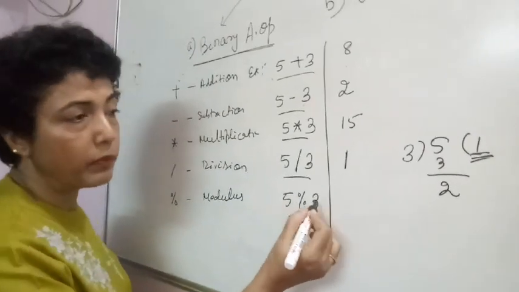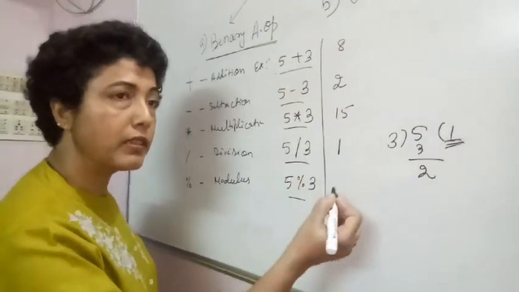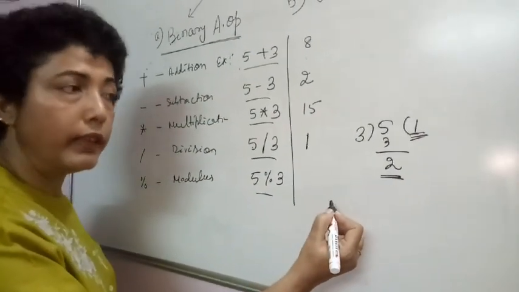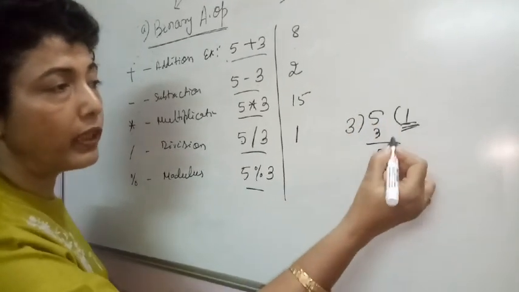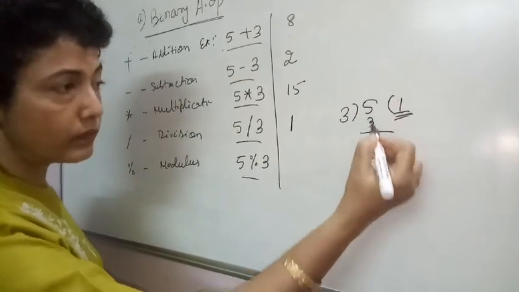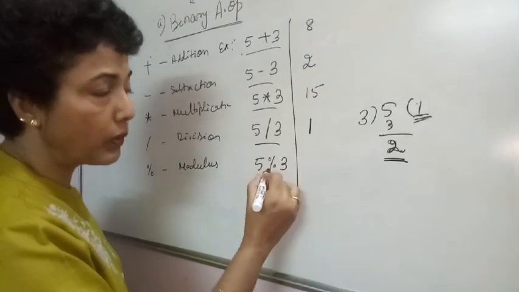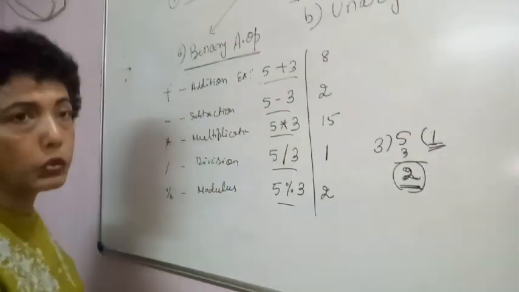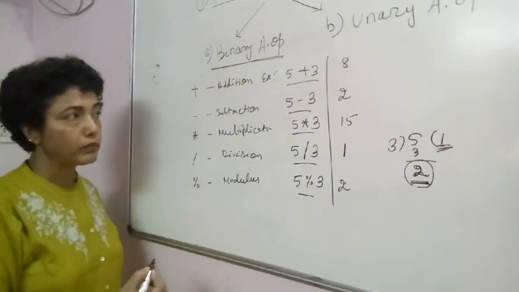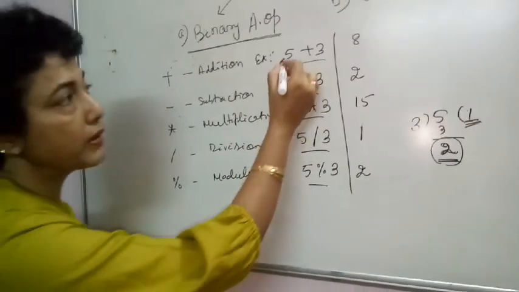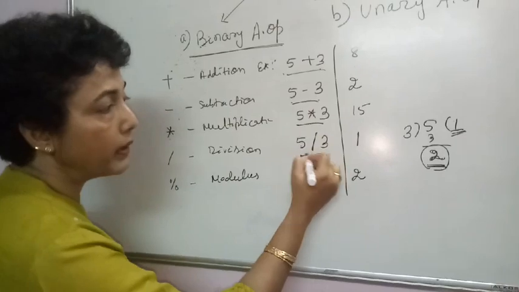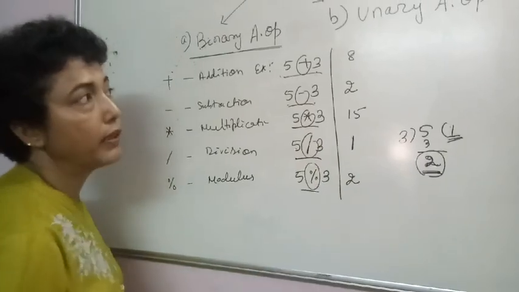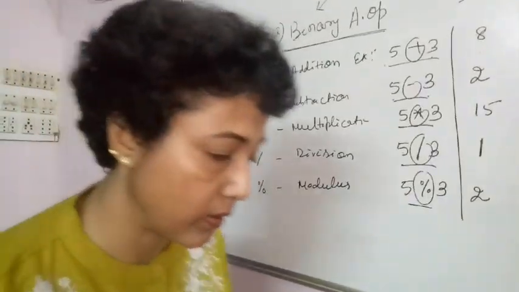The last one is 5 modulus 3. Here also the operation is the same division operation, but the answer is the remainder of the division. So 5 divided by 3: 3 ones are 3, the remainder is 2. So for the modulus operator, the answer is the remainder left after the division, which is 2. These are the binary operators because they need at minimum two values or variables, and they appear in between the operands. That is why they are binary arithmetic operators.